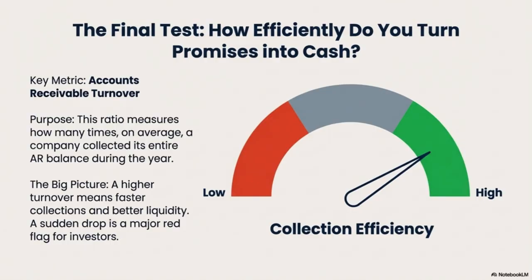So a higher turnover number is better. Much better. It means faster collections, greater efficiency, better liquidity. And that one number really synthesizes every decision we've talked about. It does. If management gets too loose with who they give credit to in stage 1, or if the collection department is failing in stage 4, that turnover ratio will drop. And a declining ratio is a huge red flag for investors and lenders. It's the ultimate feedback loop.